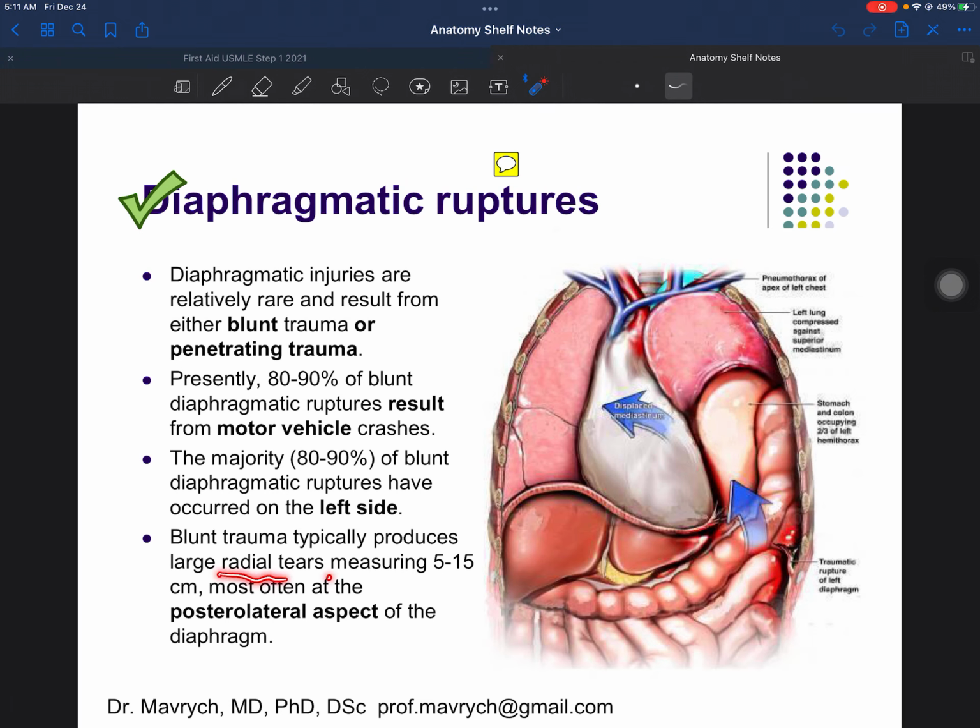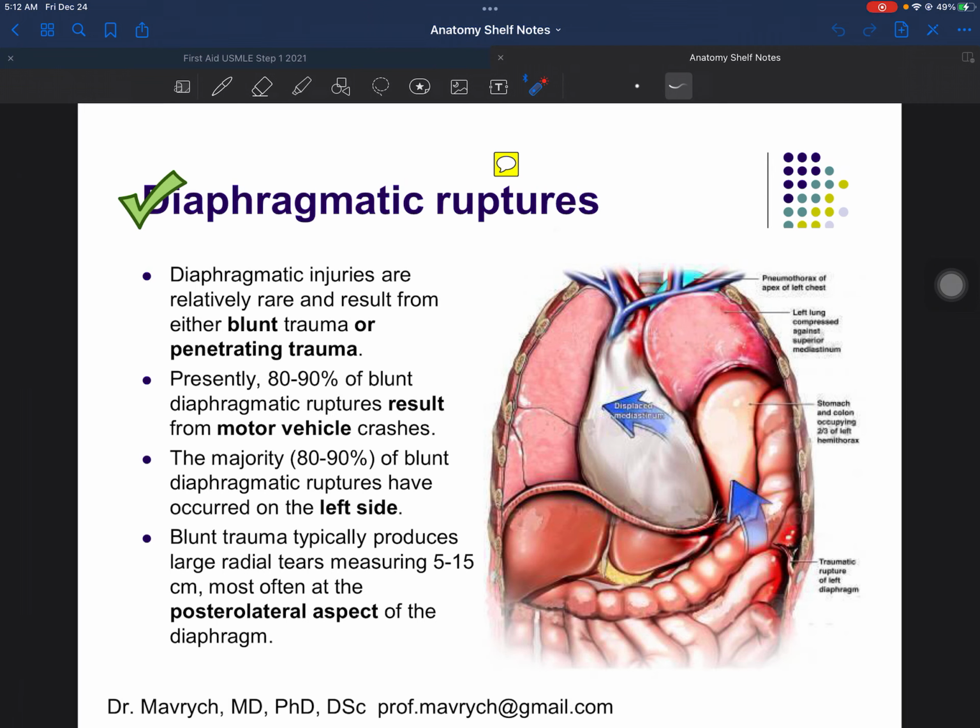This is a large radial tear measuring between 5 to 15 centimeters, most often at the posterolateral aspect. This is the posterolateral aspect. Remember, this is the same area where there is the herniation in the infants. A hernia can happen in infants, where the contents of the GI tract, of the stomach, will go upwards through the diaphragm and herniate upwards to where the lungs are. As you can see, the lung here is going to be compressed.